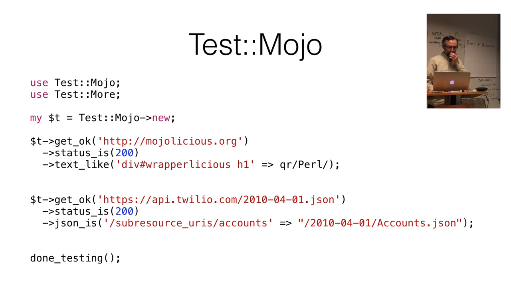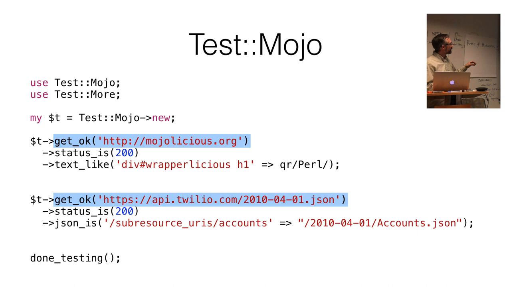Okay, this is Test Mojo. Test Mojo takes a Mojo user agent and extends Test More with some additional HTTP and WebSocket assertions like status is, text is, things like that, allowing you to pick out different things. So here we have two sets of tests. There are actually six tests that are performed here, two get OKs. What this does is it doesn't check anything about the response, only that it was able to communicate with the web server and get a response back. This says nothing about the response itself. That is handled right here.